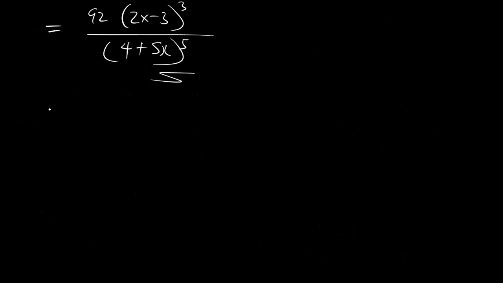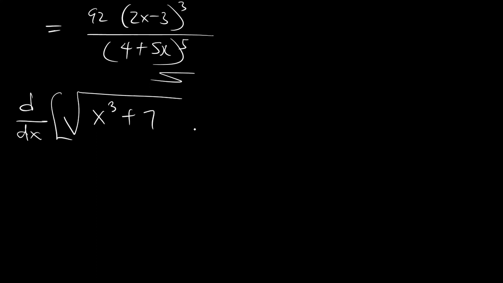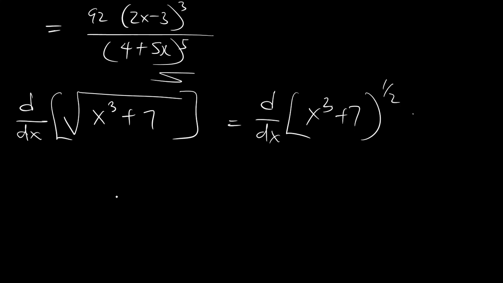So now the next question is find the derivative of the square root of x raised to power 3 plus 7. Now it's just the same thing. Now this can be rewritten as the square root, which is raised to power half, so x cubed plus 7 raised to power half.